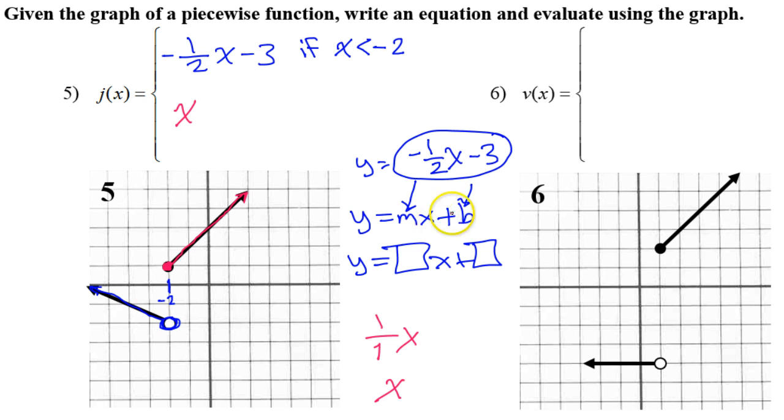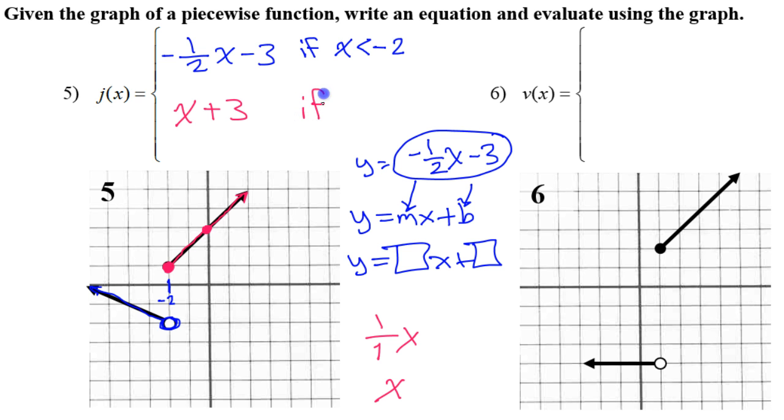Next I need the y-intercept. I need the b value. Well, the y-intercept is right here. This is where this piece touches the y-axis at 3. So I'm going to put plus 3. So y equals x plus 3. That's the equation of this line. But this line does not go forever. It starts at an x value of negative 2.